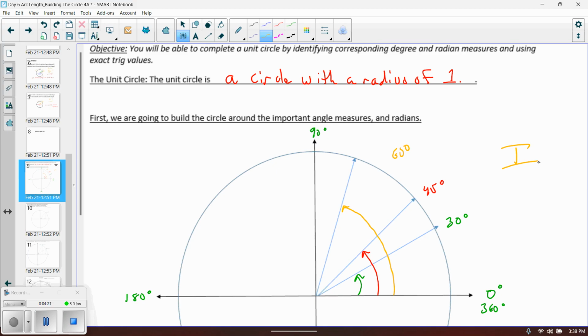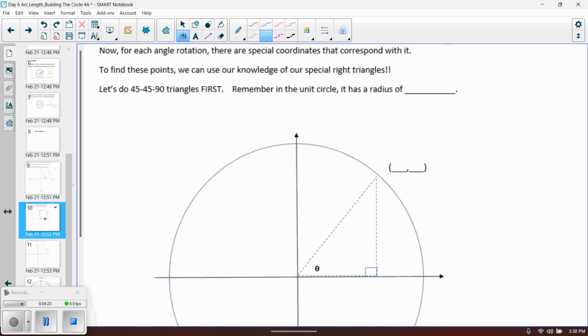So in order to do this, we're going to develop one at a time. We're going to develop the 45, 45, 90 right triangle. In this case, this theta down here is 45 degrees. Which means, because there is a right angle over here in the right-hand corner, that this angle up here is also 45 degrees, which makes it a 45, 45, 90 right triangle.